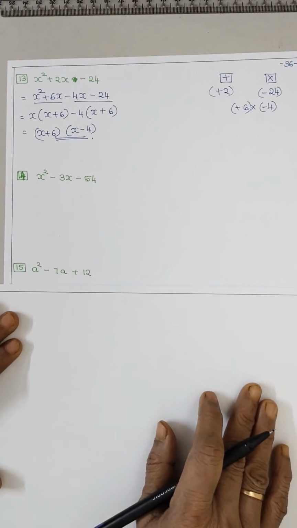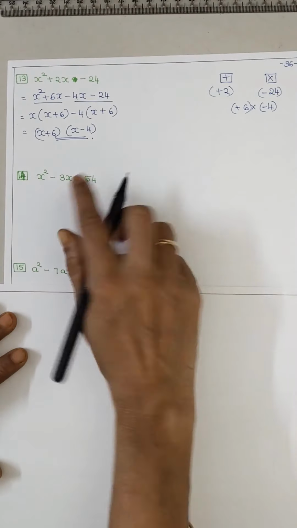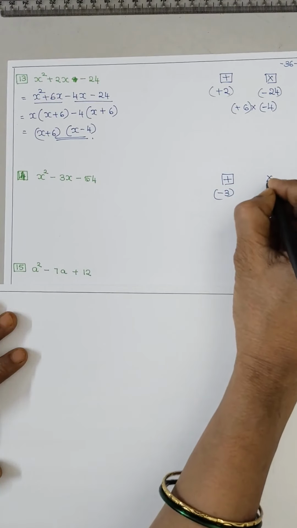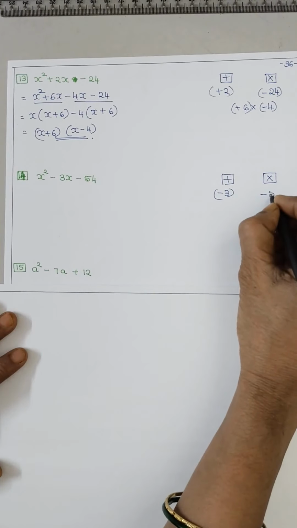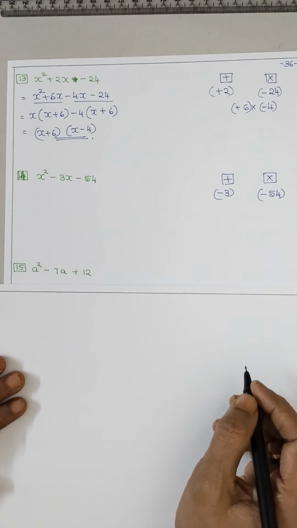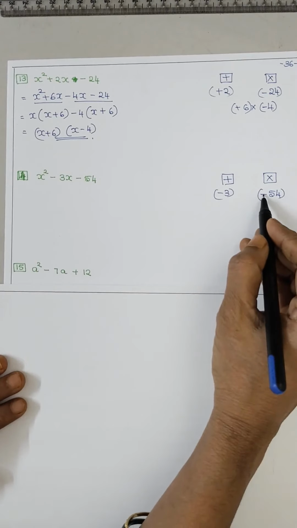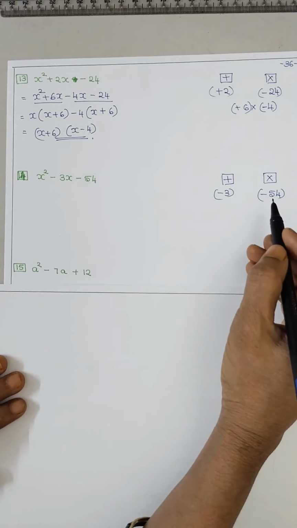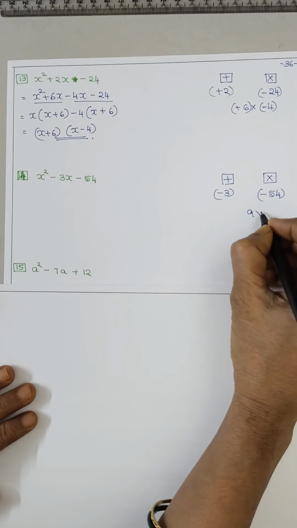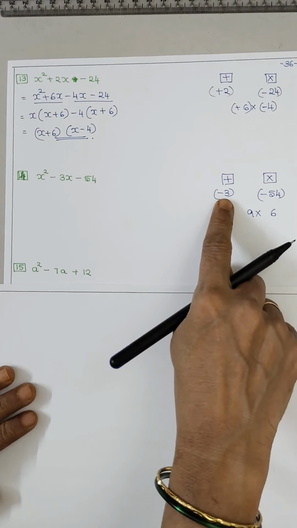Hope all students are understanding. We have completed already 13 sums, same method. So now the sum is minus 3 and the product is minus 54. When you multiply, it is 54, but the sign is minus, means when you subtract, the difference is 3. 9 6s are 54. 9 minus 6 is 3.